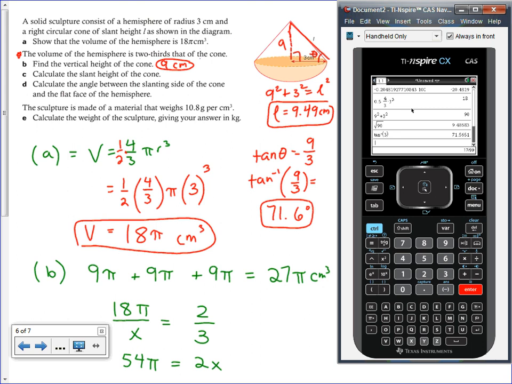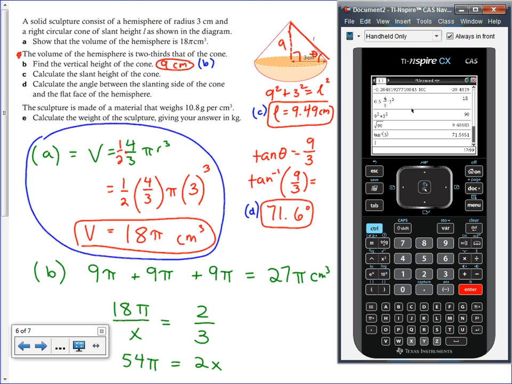Right, so this is my answer to B, my answer to C, my answer to D. If you remember, my answer for A was this whole thing. Part A is actually asking us to show some working. Then the final part says the sculpture is made of material that weighs 10.8 grams per centimeter cubed. Calculate the weight of the sculpture, giving your answer in kilograms. If it's 10.8 grams per centimeter cubed, we better figure out how many centimeters cubed this whole thing is. Centimeters cubed is a volume calculation. We already know the volume of the hemisphere, and we figured out the volume of the cone, so we need to put them together.